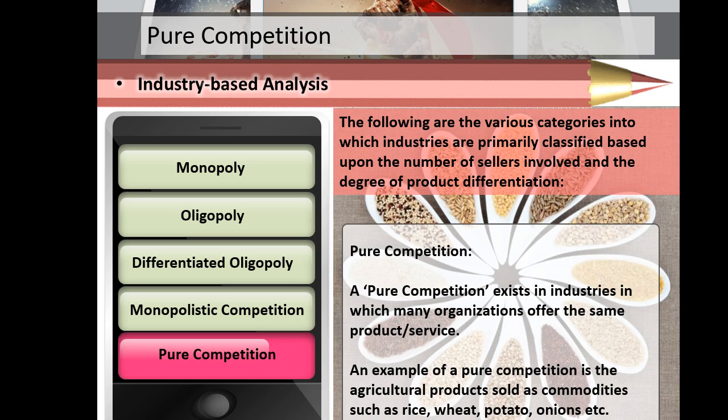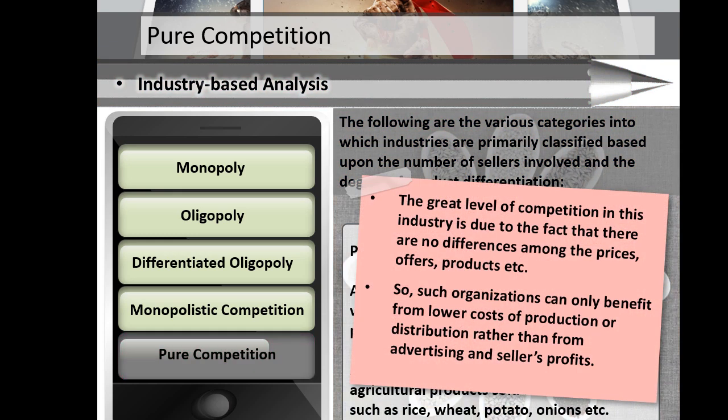Pure competition. A pure competition exists in an industry with many organizations offering the same product and service. An example of pure competition is agricultural products sold as commodities such as rice, wheat, potatoes, and onions. Of course, we might not need to go through all this; we know so much how it works. The great level of competition in this industry is due to the fact that there are no differences among the prices, offers and products. Such organizations can only benefit from lower cost of production or distribution rather than from advertising and sellers' profits.